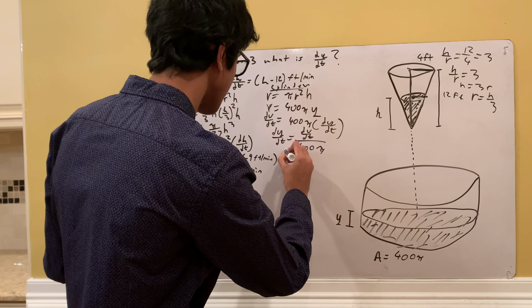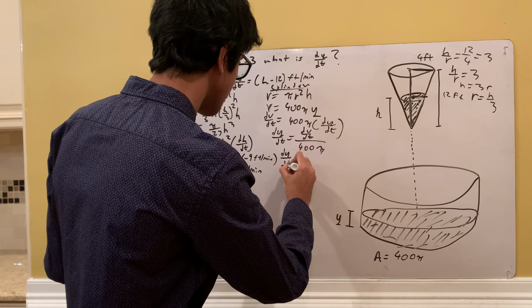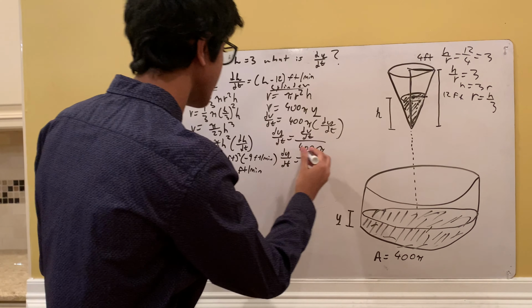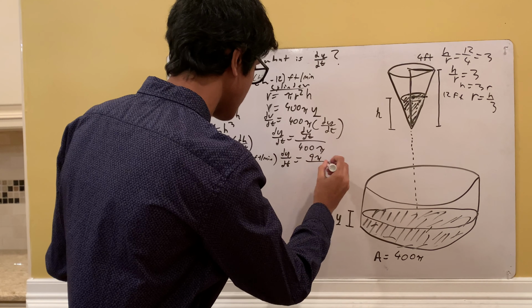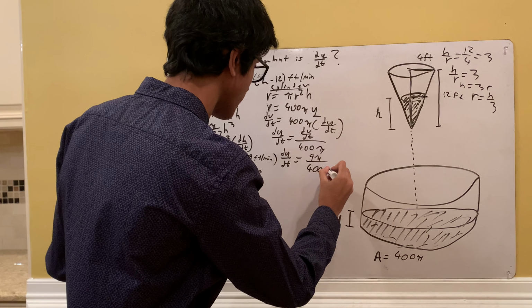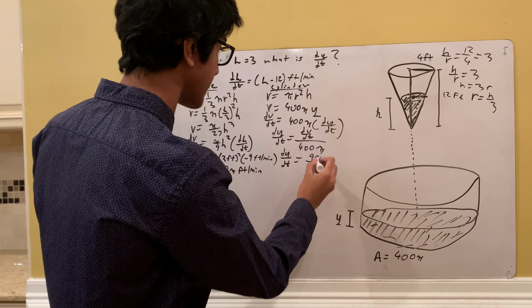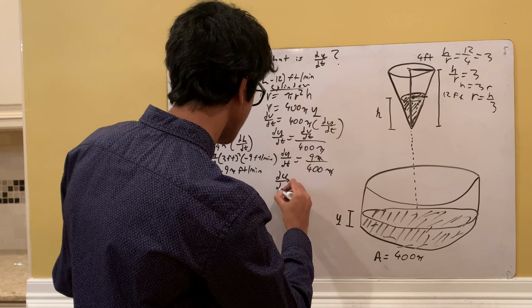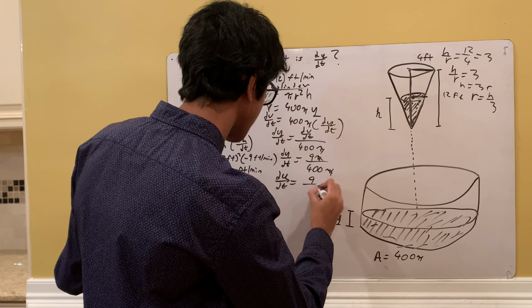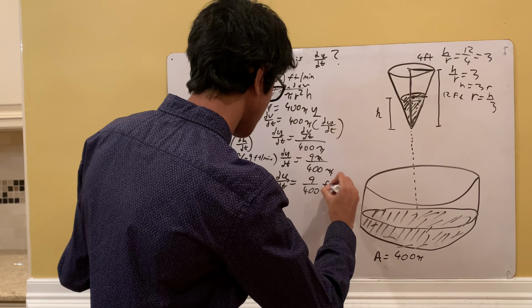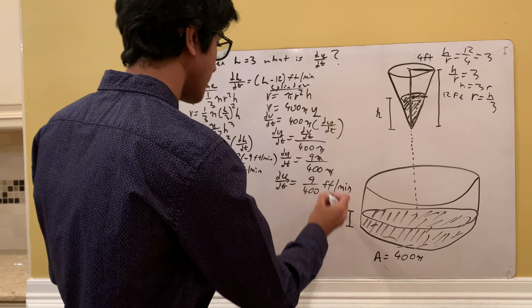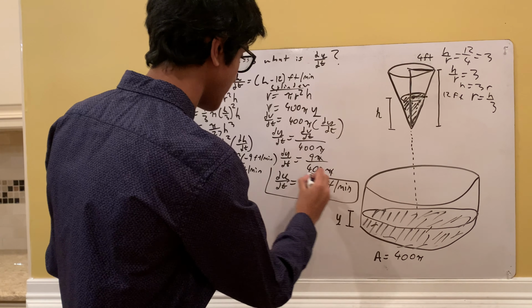So we can take dy over dt is equal to dv over dt, which is going to be positive 9 pi over 400 pi. And then we can cancel out the pi's, and we find out that dy over dt is 9 over 400 feet per minute. And that's our final answer.